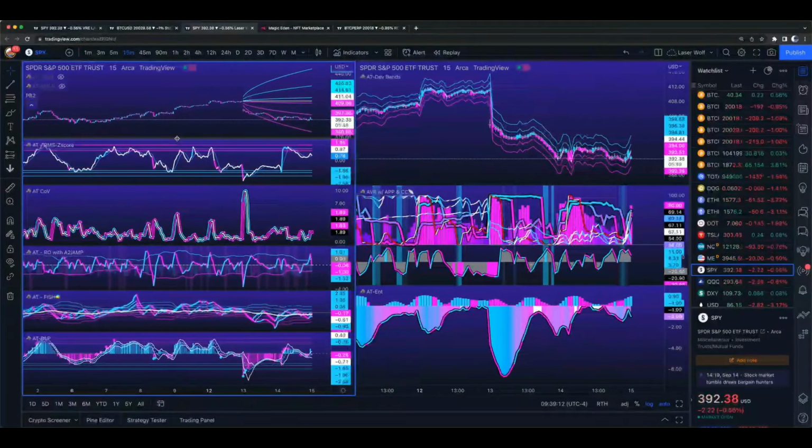Let's see. So who do we got in here? Is there any specific stock or crypto that people want to look at? Index, anything?